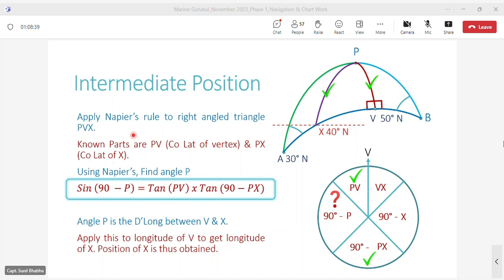Okay, sir. Sir, in this question, it means the longitude of V will be given. Like we are applying the D long to V, so it means the longitude was given for V. That is why we given, beta. We will have to find it first.